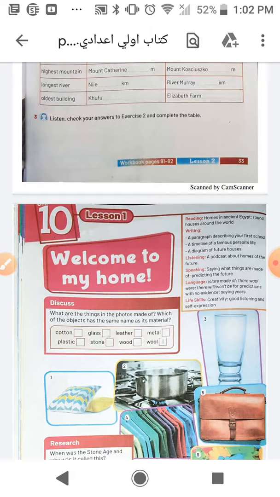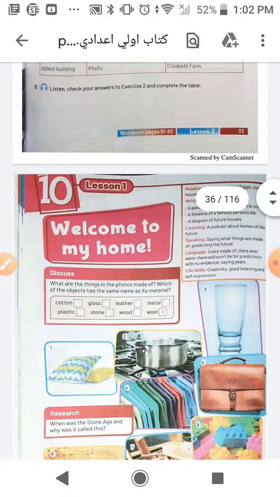Glass: of course, windows and doors. Some doors are made of glass. Certain glasses and cups are made of glass. Of course, your glasses which you wear to improve your eyesight are made of glass. And leather: bags and shoes are made of leather.